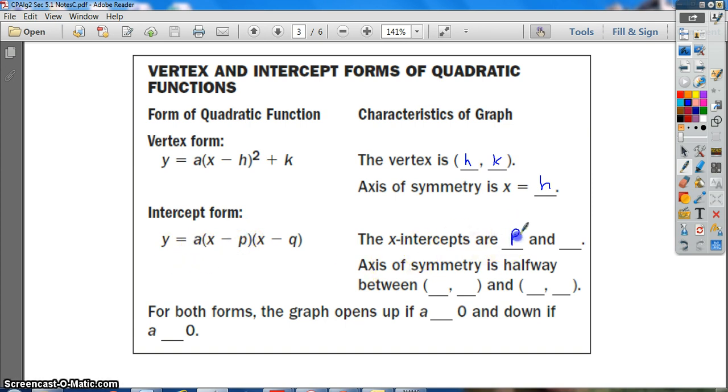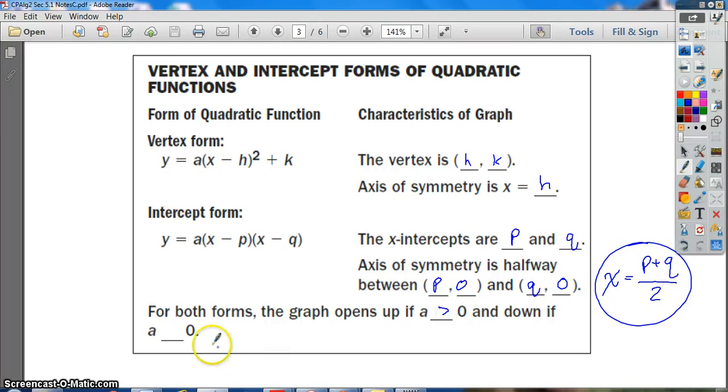Think about if you were to set these equal to 0, you would add p over. So the x-intercepts are p, and you would set x minus q equal to 0. This one's positive q. So the axis of symmetry is halfway between these 2 points here, p and q. So this is (p, 0), because remember on the x-axis, y is always 0, and this would be (q, 0). To get the halfway point, if you can't look at the graph and get it, your x value would be halfway between p and q. So add them up, divide by 2. That will always work for your vertex x value. Remember, if a is positive, it's opening up. If a is negative, it's going down.